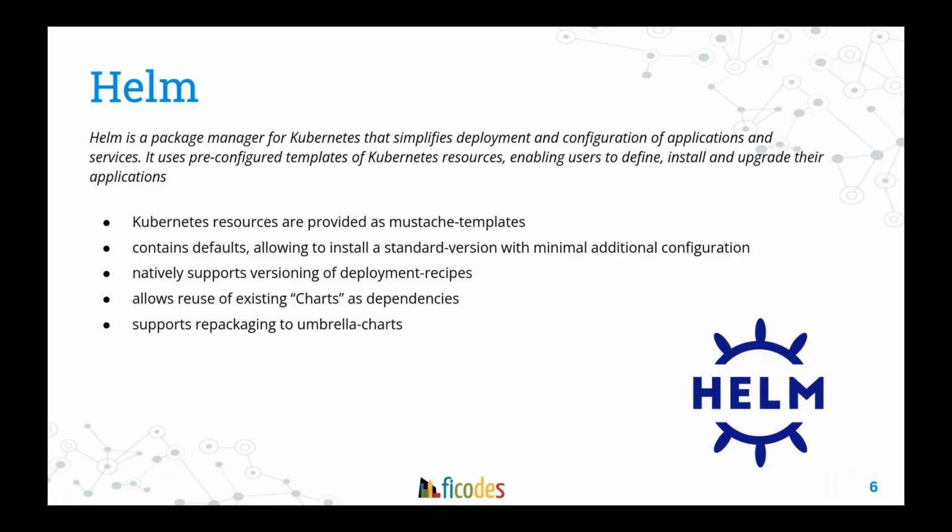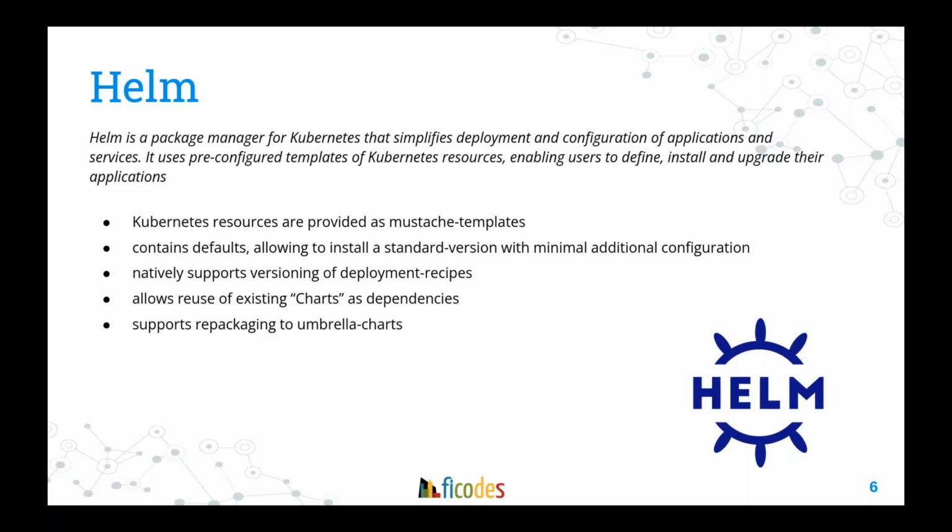A Helm chart contains defaults, always with the target to allow installation in a standard fashion with very minimal additional configuration. That will help us trim down the configuration that we need in our actual data space connector when we deploy it. One important thing for us is that it also natively supports versioning of the recipes. So you can install a certain version of the Helm chart instead of running the risk of getting incompatible updates when you reinstall a chart.